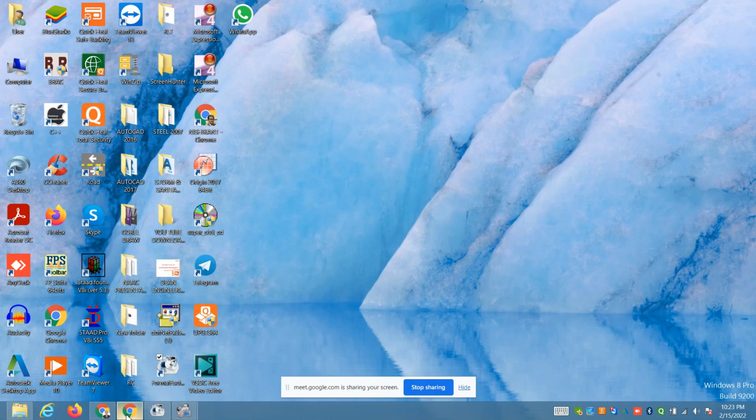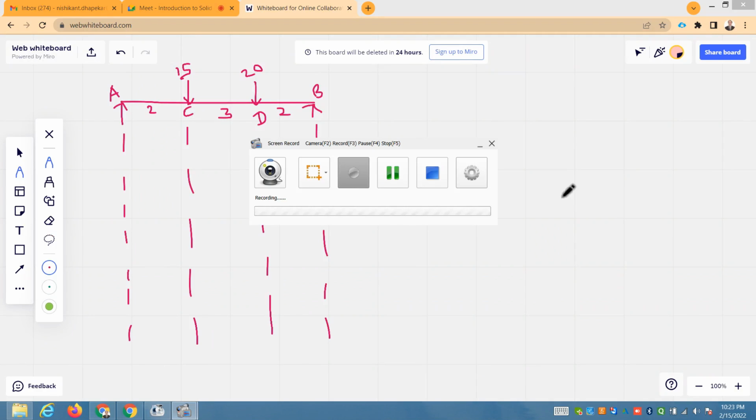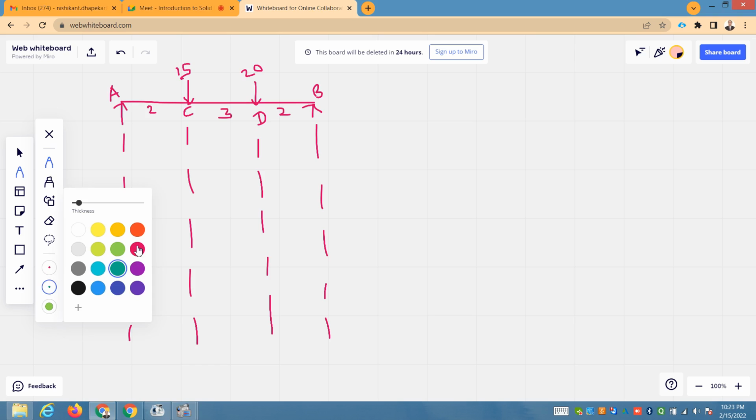So this is the numerical, and we will try to plot the shear force and bending moment. Now first of all, you know very well, we have to determine the reactions. How to determine the reactions? We have to apply the equations of equilibrium.